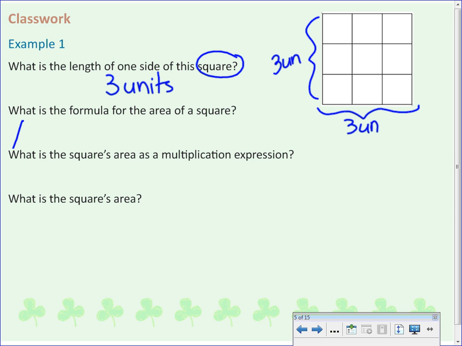It is length times width, but that's usually what we would use for a rectangle. What could we use instead of saying length and width? Because that would imply the length and width are different lengths. Because there's different letters. L is one letter, W is a different letter. And usually different letters represent different numbers. But here everything is the same. What else could I say? 3 times 3. Well, I want a formula, and that won't work for every example. That would work for this one.